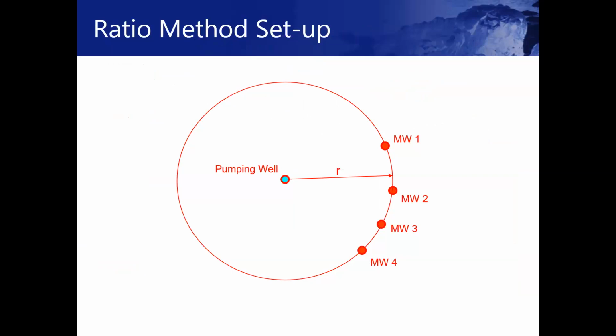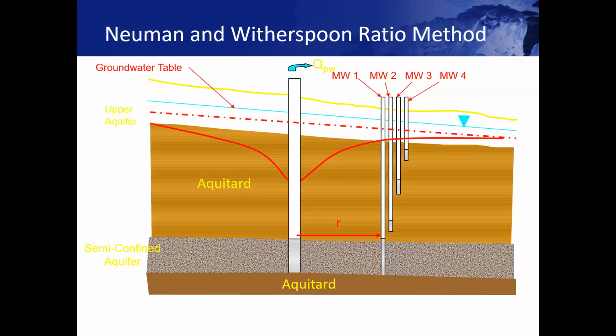This would be an example of a typical ratio method setup where you have a pumping well in the aquifer and several monitoring wells, all roughly at the same radial distance, but screened at different vertical locations. So it might look like this, where we've got an upper water-bearing zone, an aquitard of some thickness, and then a semi-confined aquifer. The pumping well is screened in the aquifer. There needs to be at least one monitoring well also screened in the aquifer.